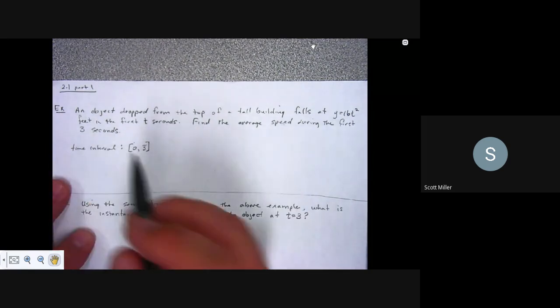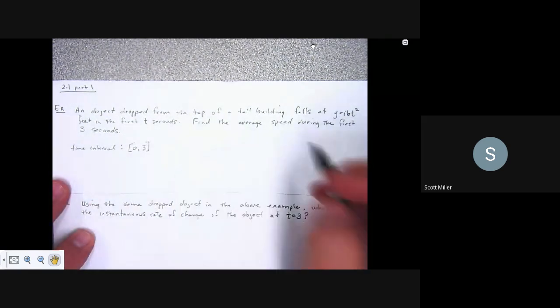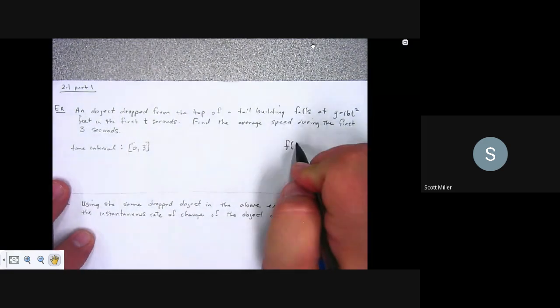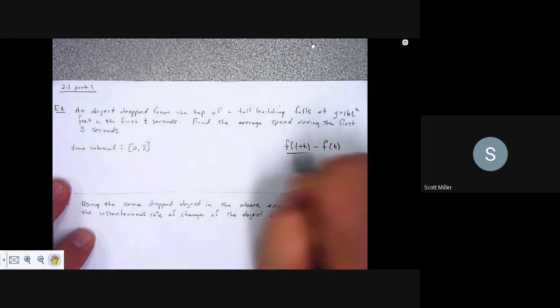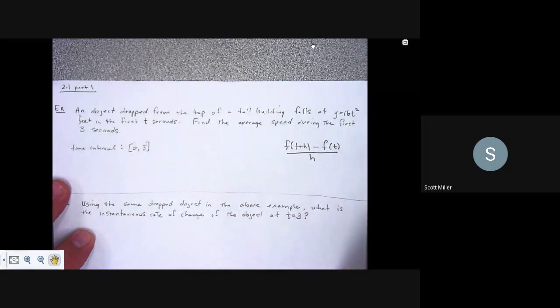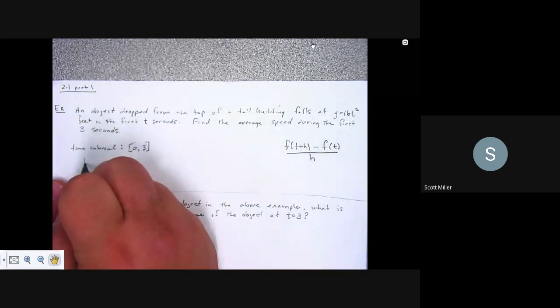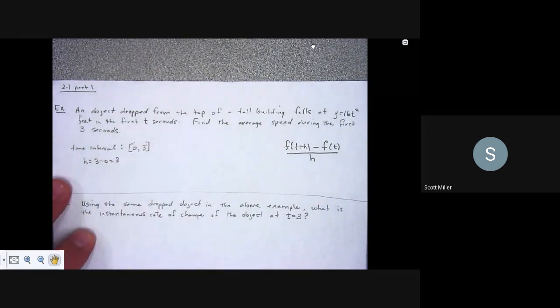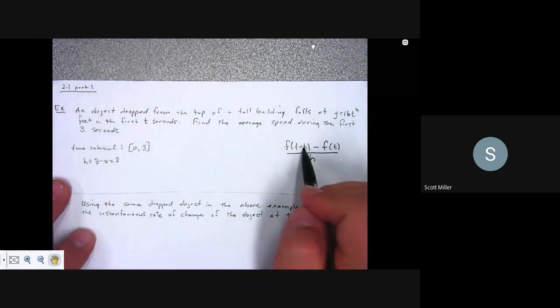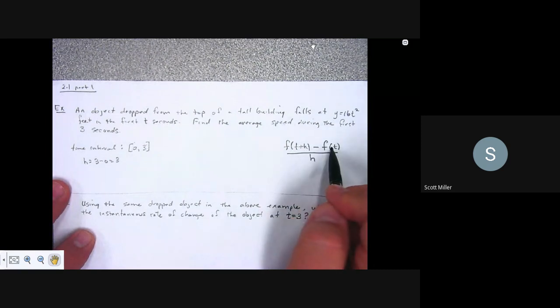And so we need to find the top part. So we have f of t plus h minus f of t divided by h. H is the difference of these two things. So h is 3 minus 0, or 3. We need to find these two things up here, okay?